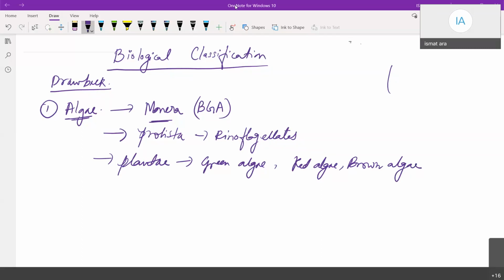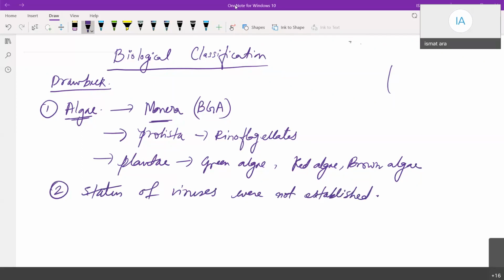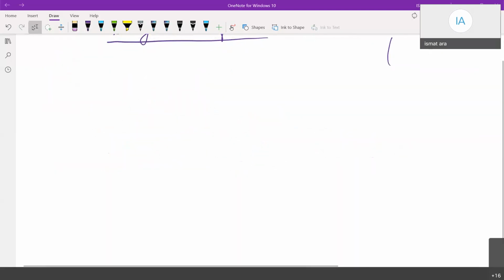The second one, he has not defined any status of viruses. Status of viruses was not established. So this is the drawback of five kingdom classification. Now next one is six kingdom classification.